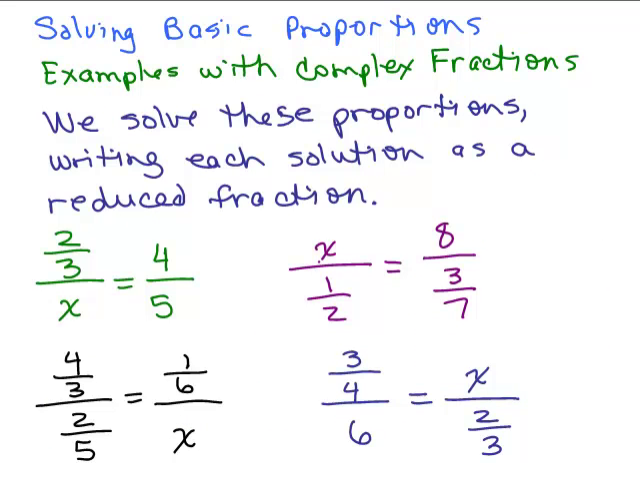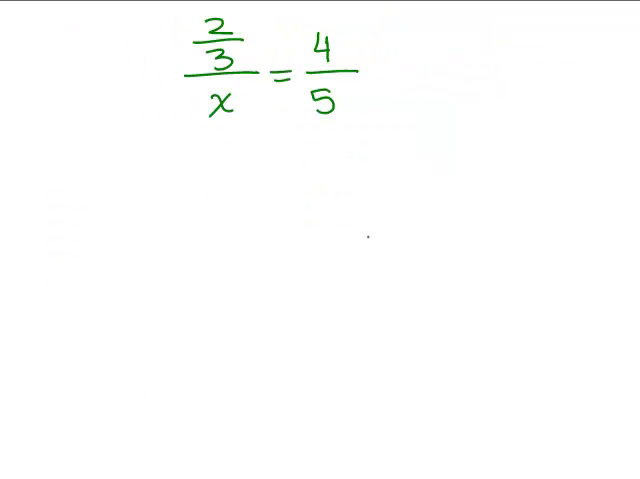We're continuing our work with solving basic proportions, and so we're going to do these four problems. Notice they're proportions, but there might be a fraction in the numerator or denominator. So these all have 1, 2, or 3 fractions within each problem. For all of these, we're going to write our answers as reduced fractions. So let's begin with the first one. We want to solve this one.